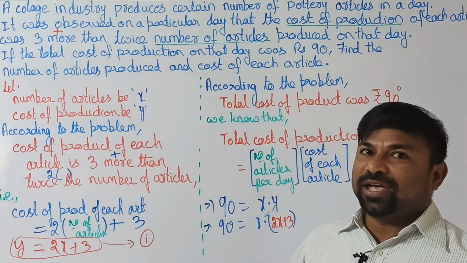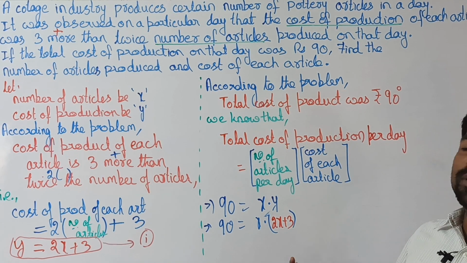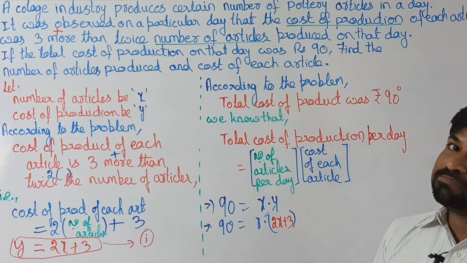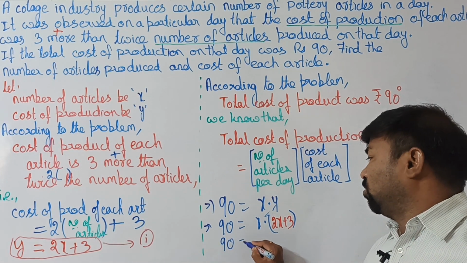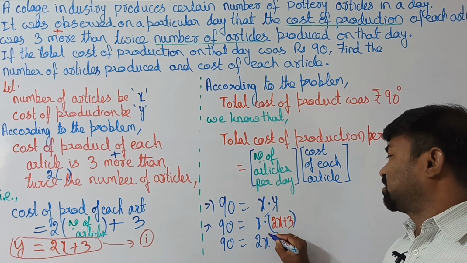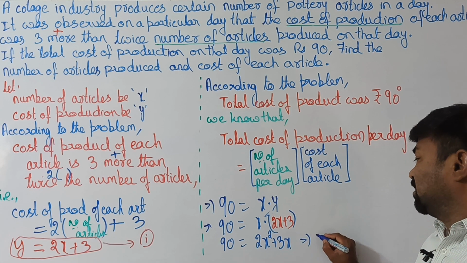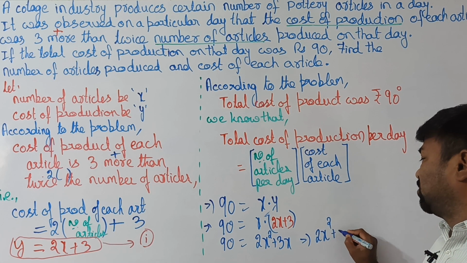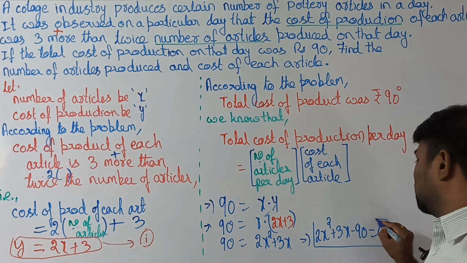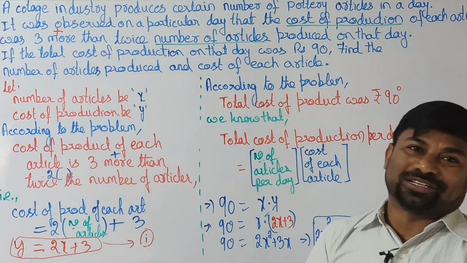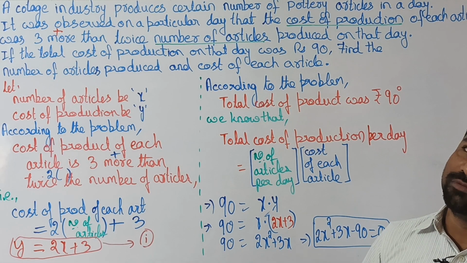In the place of y, from where did you get it? From equation 1. So 90 equals x into (2x plus 3). Now open it up and convert it into the form of a quadratic equation. I'm doing it for you. 90 equals, if you multiply, 2x squared plus 3x. Simplifying, it's 2x squared plus 3x minus 90 equals 0. This is the quadratic equation we got.